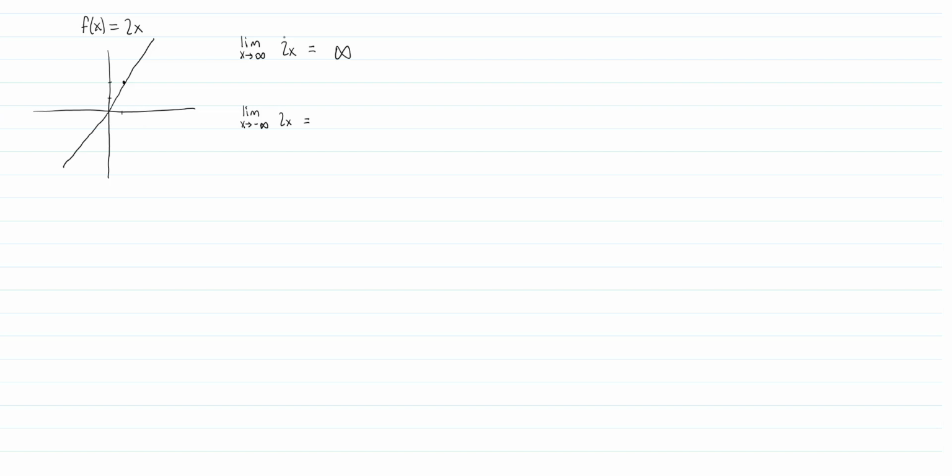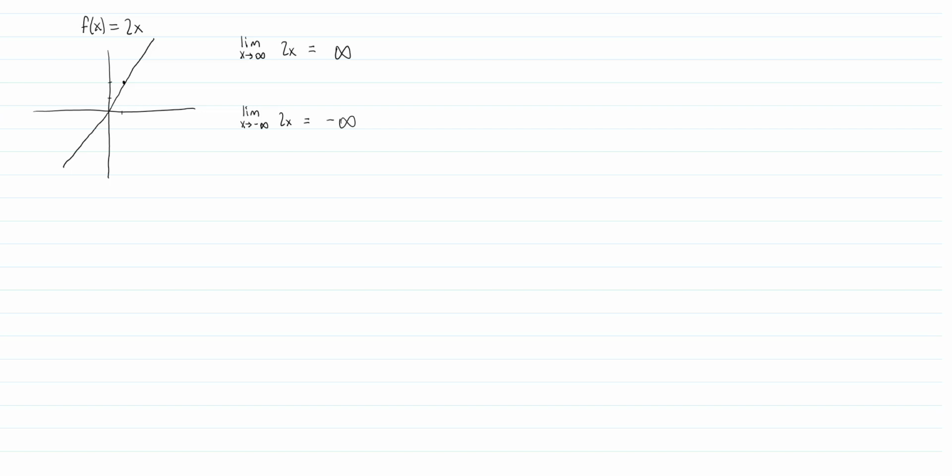Similarly, as x approaches negative infinity, or as x moves further and further left in the picture, 2x moves further and further down, approaching negative infinity. So this limit is negative infinity. Now, when evaluating limits, we usually plug whatever x is approaching into the function.